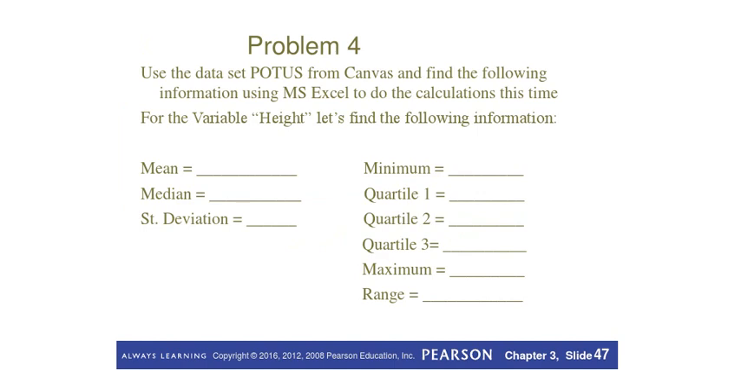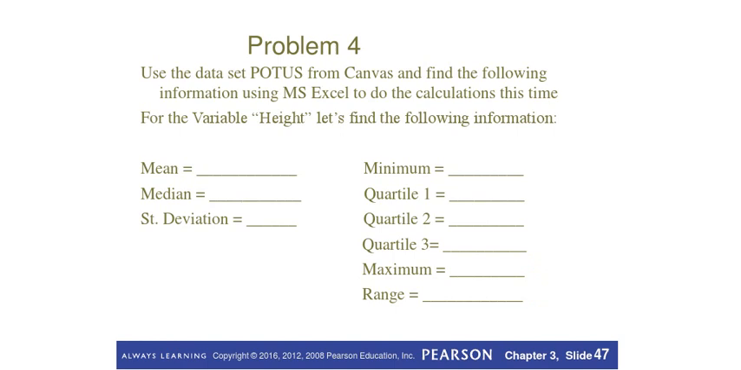All right, what we're going to do is open up the data set from Canvas, and we're going to check out the POTUS, P-O-T-U-S data set, and we're interested in the variable height. So we're going to find our information, for example, the mean, the median, and the standard deviation. I'm going to show you how Excel does this very quickly. And I'm going to show you how Excel will also find all of these values right here, the minimum, the quartiles, and our maximum, as well as the range. So let's go through and do that.